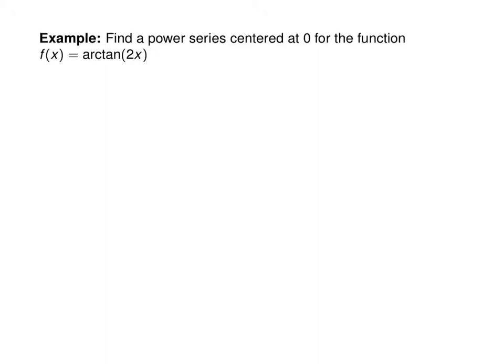We'll use a similar relationship to find a power series for arctangent of 2x. So notice that f prime of x is equal to 2 over 1 plus 2x squared. That 2 in the numerator came from the chain rule, which is the same thing as 2 over 1 plus 4x squared.